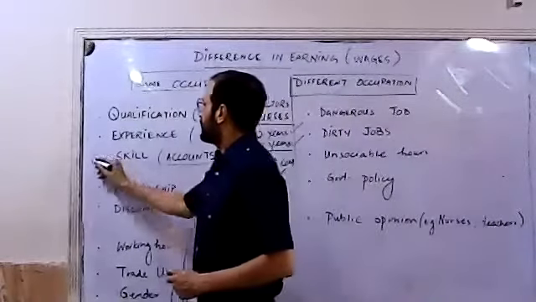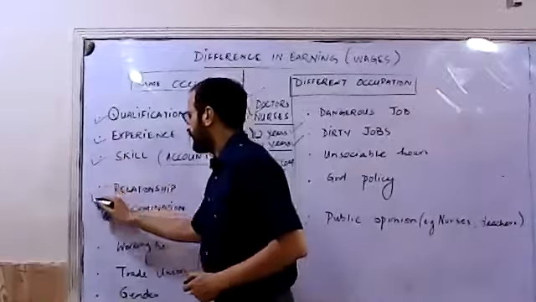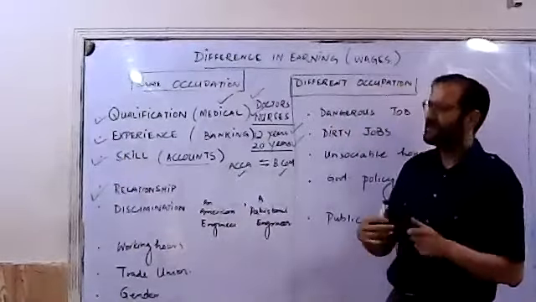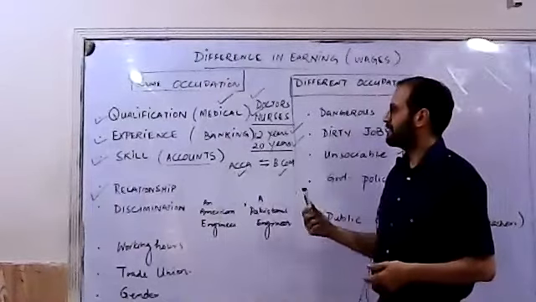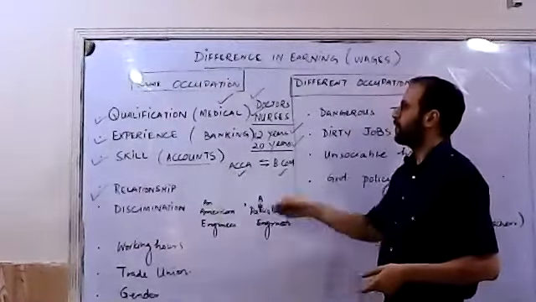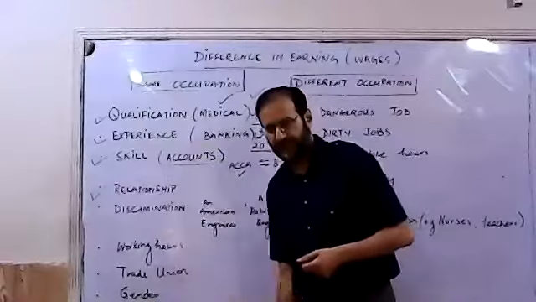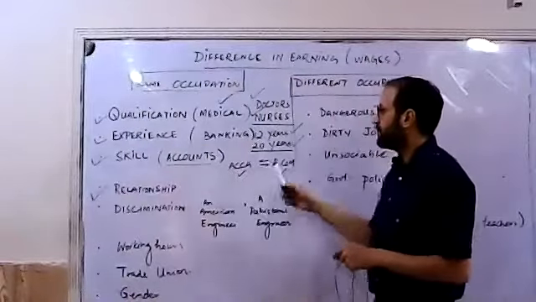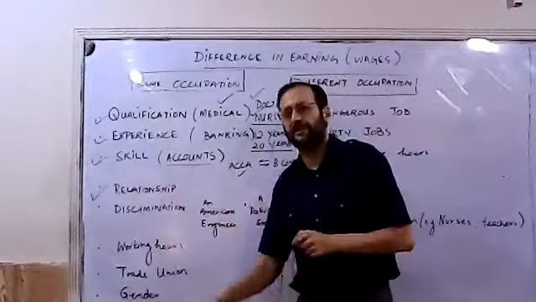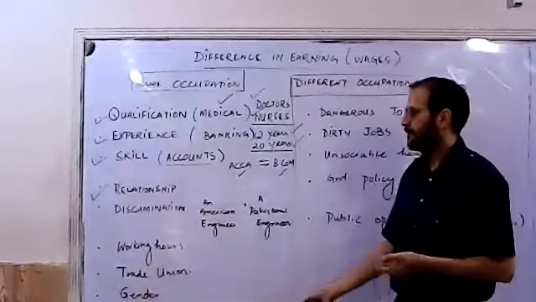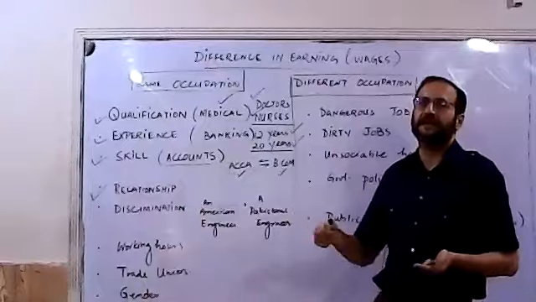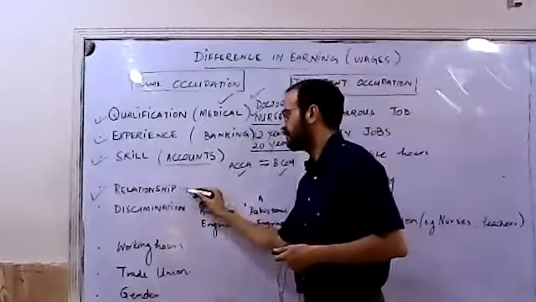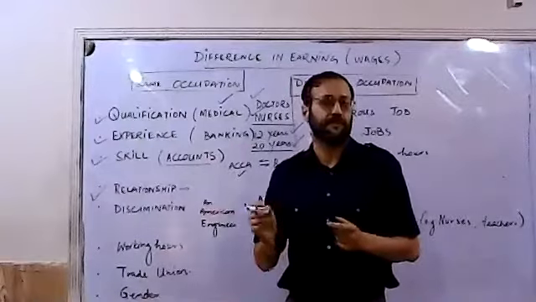Okay, so relationship. Now this is something which we just learned yesterday as well. Let's suppose there is a business organization where people are equally qualified, they have the same number of years of experience, and they both have the same qualification or skills, but still one of them is earning high. Why? Because he must be having some relationship with the entrepreneur.